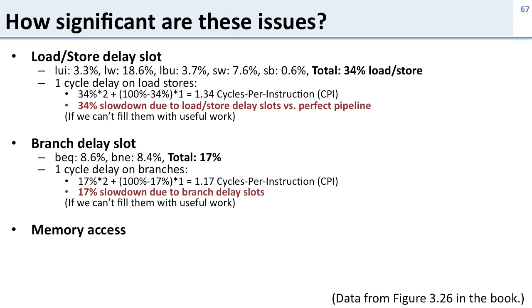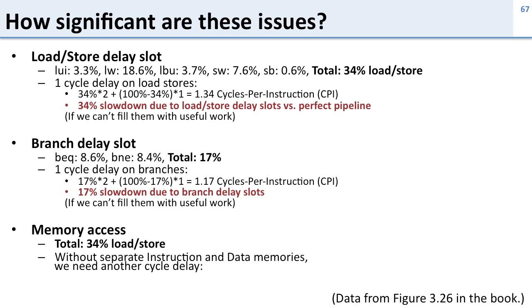Now let's take a look at the memory accesses. So we have a total of 34% of loads and stores. If we don't have separate instruction and data memories, then we need another cycle of delay. So that'll be 34% additional slowdown. And if we don't have separate instruction and data memories, we can't really avoid this. So we're going to have this every time we access memory. So as you can see here, this is really significant. We're talking about 34%, 17%, or 34% slowdowns due to these delay slots.